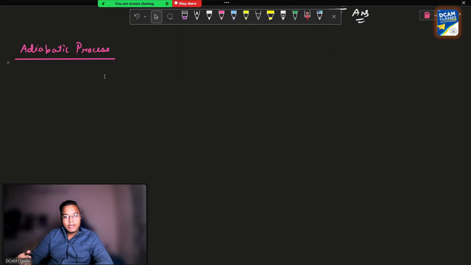Now, what is an adiabatic process? See, what is an adiabatic process? Adiabatic process is a process in which heat exchange is zero. No heat exchange.